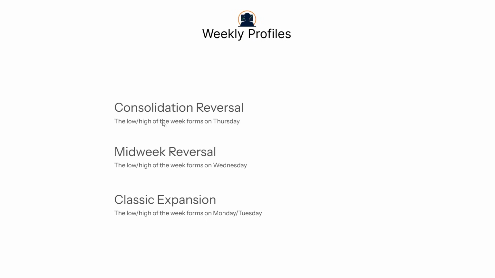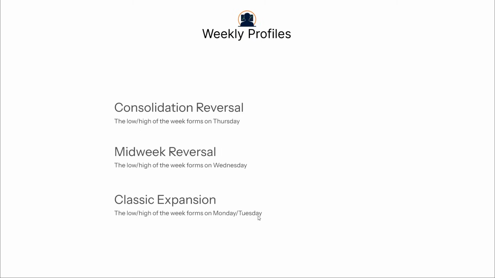In this profile, the low or high of the week forms on Thursday, and we have secondly the midweek reversal. In this profile, the low or high of the week forms on Wednesday, and we have lastly the classic expansion weekly profile, in which the low or high of the week forms on Monday, either Monday or Tuesday.